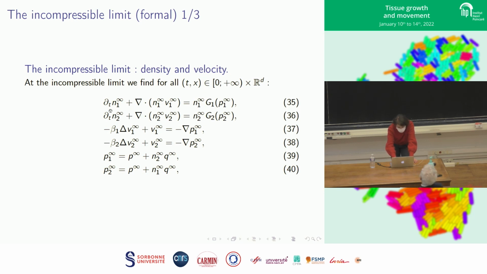So you get an equation for n1 at the limit, that I call n1 infinity, with the growth and the migration, same thing for n2. You get the Brinkman law at the limit, and the pressure I defined inside each tissue thanks to P and Q.